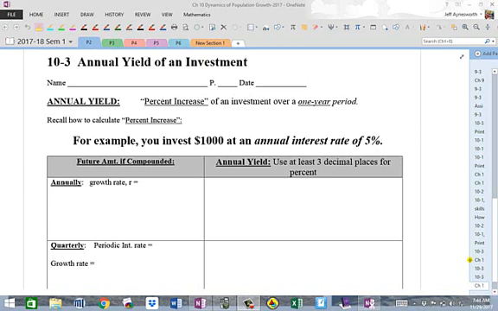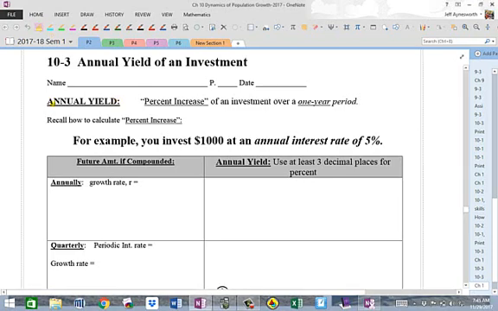This is Mr. Ainsworth, and we're going to get into a topic called annual yield. What we want to do is calculate the annual yield of an investment. So let's start off with the definition of annual yield and apply it, and also apply the techniques that we've been working on when it comes to compounding money.